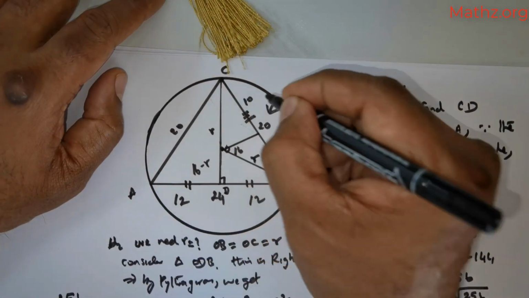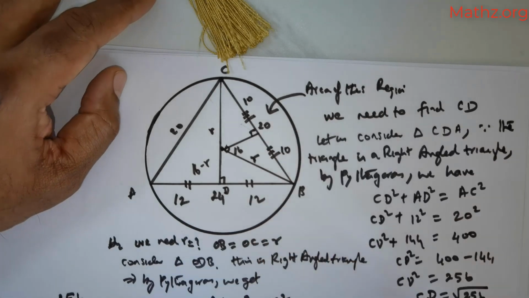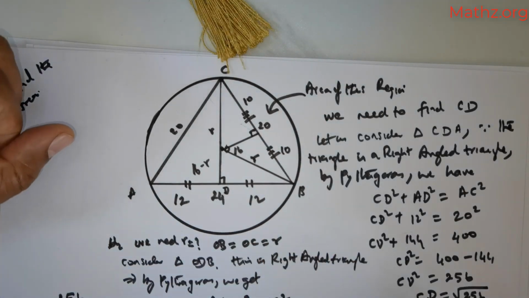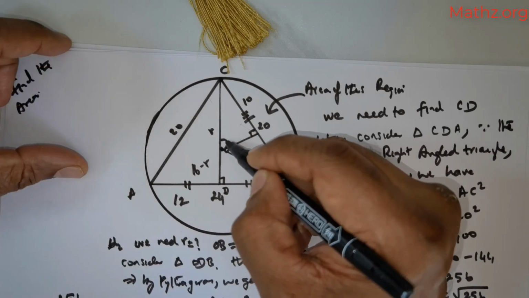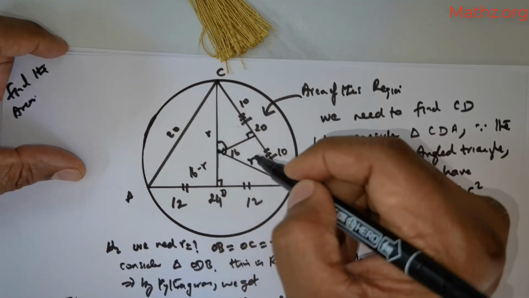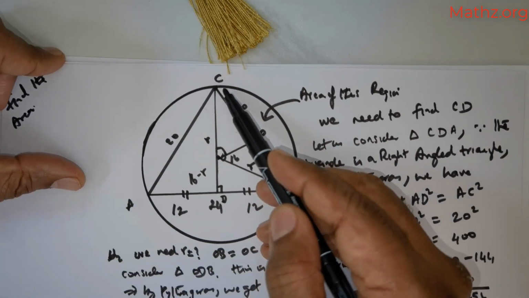So this part will be 10 and this part will be 10, and this is going to be 90 degrees. Now what I have to do is find the value of theta. Theta is the central angle. In other words, the sector angle is important. Now this is a sector, if you look at it carefully.